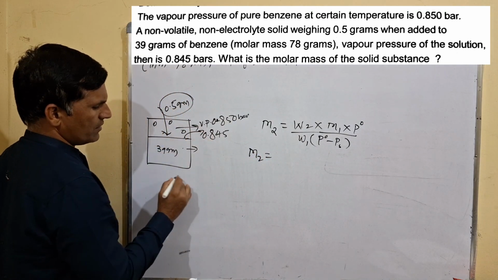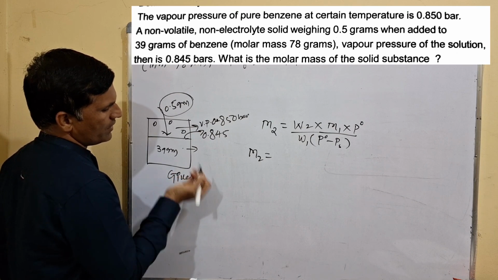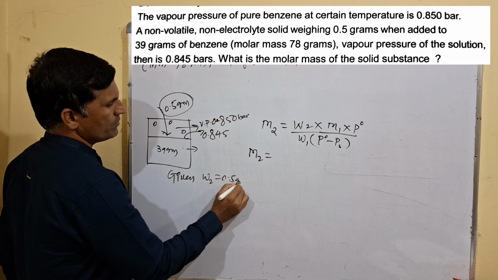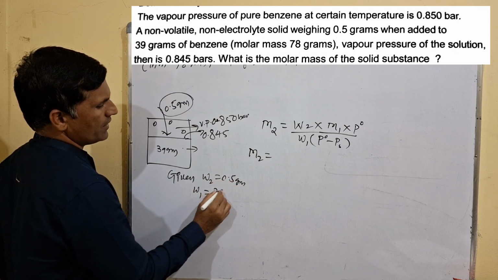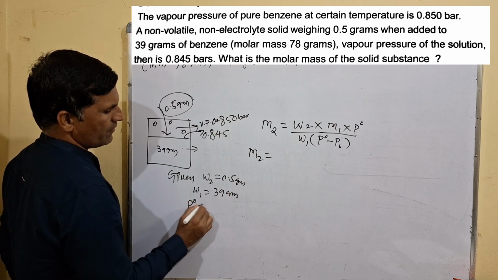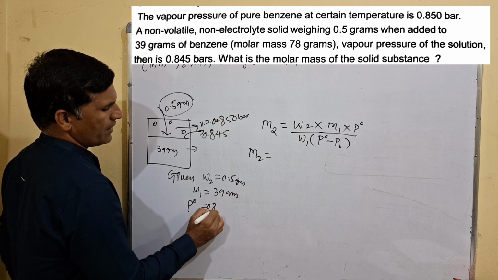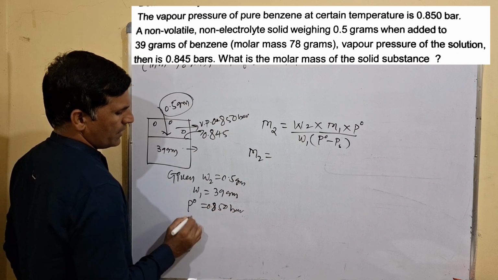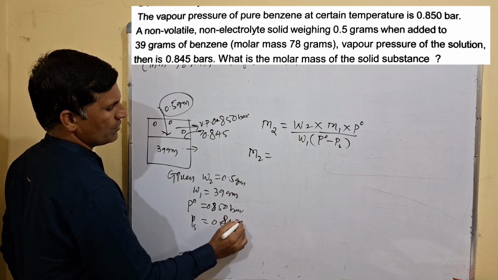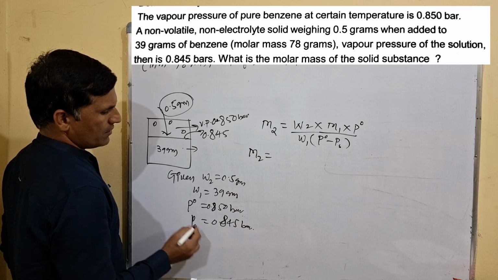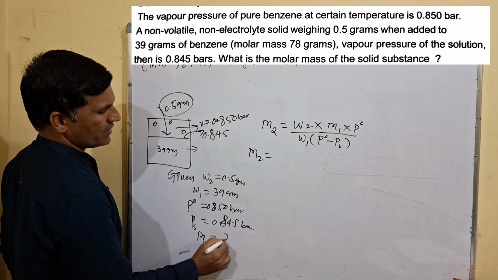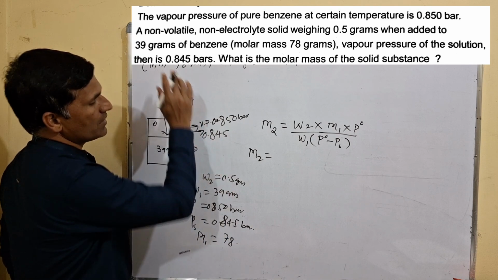So therefore M2 is equal to, write the given quantities. You have not written, so please write the given quantities. Just I have illustrated here. So W2 is equal to 0.5 gram. Okay, W1 is equal to 39 gram, and pure solvent vapor pressure is 0.850 bar, and vapor pressure of the solution is 0.845 bar. Okay, so these are all the given quantities, and molar mass of the solvent is also given, 78 grams. Okay, it is given in the bracket.